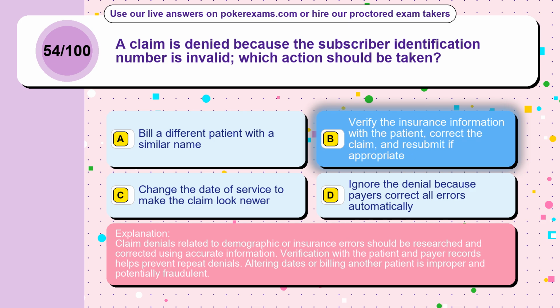Claim denials related to demographic or insurance errors should be researched and corrected using accurate information. Verification with the patient and payer records helps prevent repeat denials. Altering dates or billing another patient is improper and potentially fraudulent.